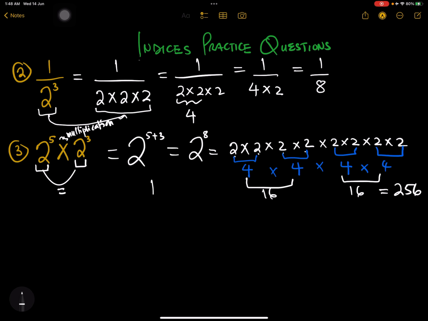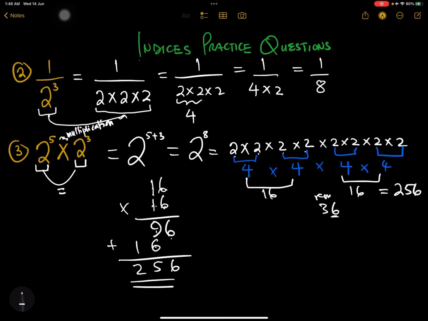If you have 16 multiplied by 16, 6 times 6 is 36. We write the 6 down here, and the 3 is the remainder. 6 times 1 is 6, and we add the 3 to get 9. Now 1 times 6 gives you 6, and 1 times 1 gives you 1. Adding up, the 5 plus 1 gives 6, and we have 2. So that's how we get 256.